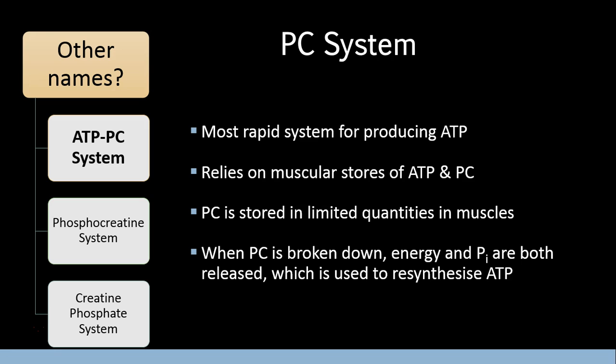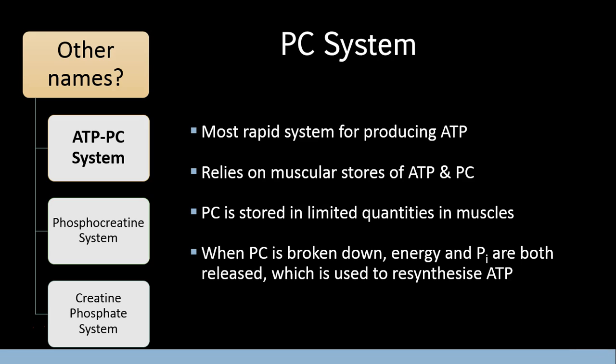Key things that you need to know about this system: it is our most rapid system for producing ATP. It relies on muscular stores of PC to help with resynthesis of ATP, and because it is stored in the muscles, that helps us with quick ATP production. The fuel we use in this system is stored in limited quantities, which is a downside. It means we can't use it for an extended period of time like we can our aerobic glycolysis system.